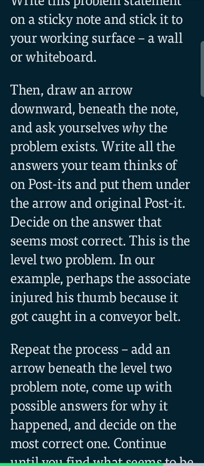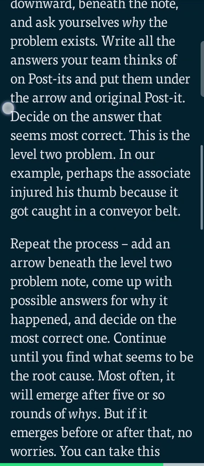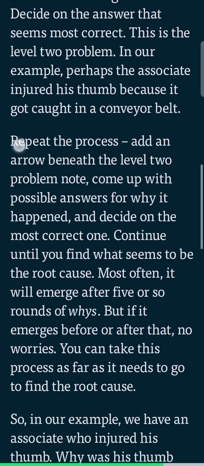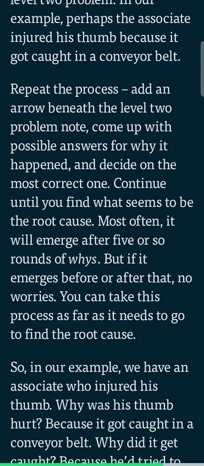Decide on the answer that seems most correct. This is the level 2 problem. In our example, perhaps the associate injured his thumb because it got caught in a conveyor belt. Repeat the process. Add an arrow beneath the level 2 problem note, come up with possible answers for why it happened, and decide on the most correct one.